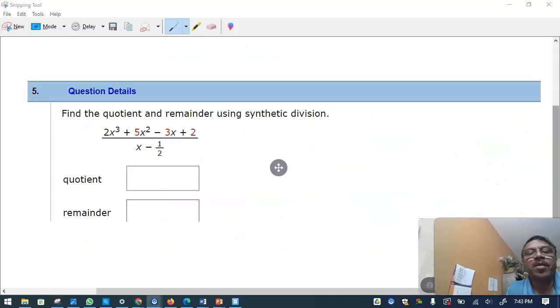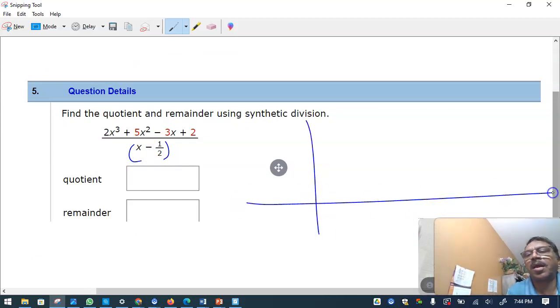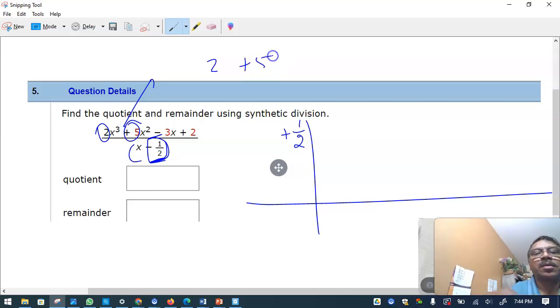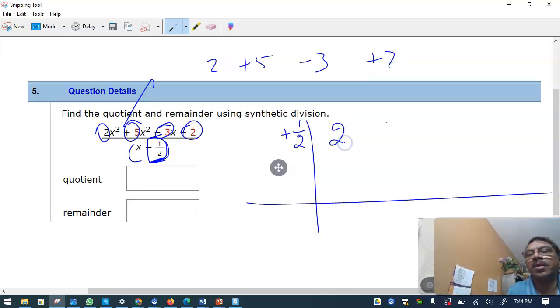Okay, sometimes they may give you a fraction. Look at the binomial here. So the first thing is to do those 2 lines and write the opposite of this, minus half, plus half. So that goes right here. And this is a cubic. So the numbers are 2, and plus 5, and minus 3, and plus 2. So you place them right here on the first row, that is 2, plus 5, minus 3, and plus 2.